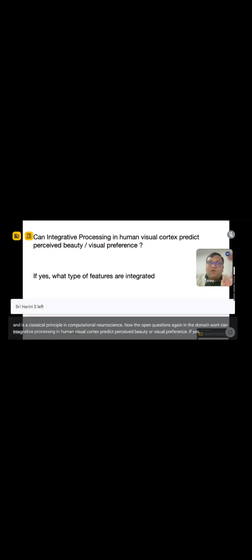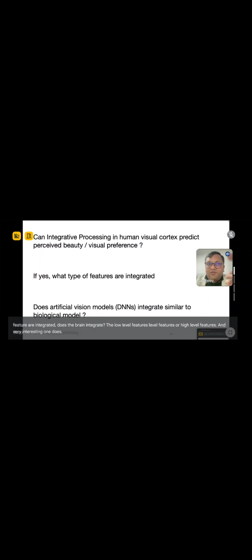Now, the open questions in the domain were: can integrative processing in human visual cortex predict perceived beauty or visual preference? If yes, what types of features are integrated? Does the brain integrate low level features, mid level features, or high level features? And a very interesting one: do artificial vision models, that is deep neural networks, integrate similar to the biological model, which is the human brain? So first, I will show you results from a deep neural network.